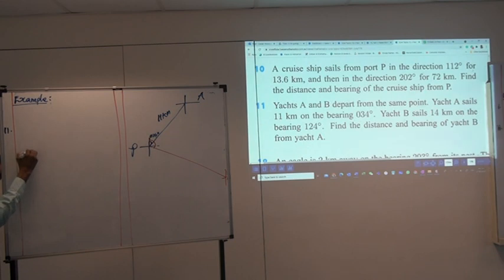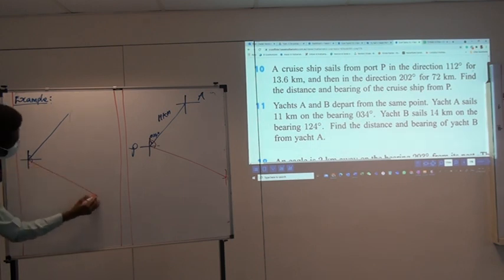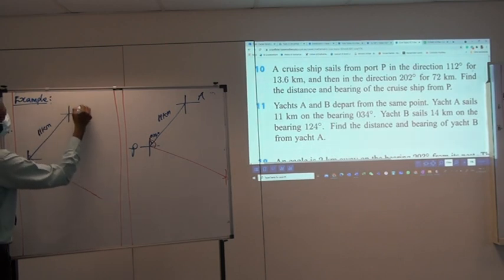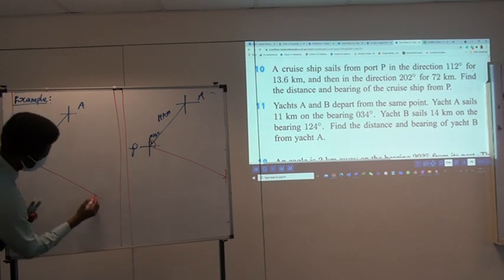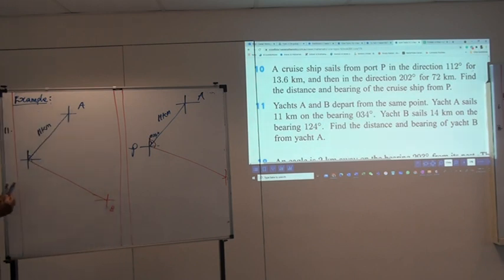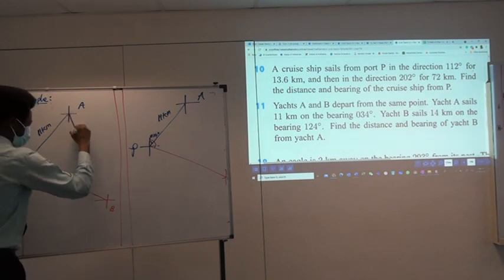Now that we have the true picture, this is our port P. My 034 will go this way, something like that. My 11. Then the other one, 124, a little bit above 90, right? Because halfway is 135. Understand? So 124 shouldn't be up to half as well, but it should be longer, expected to be longer than 11. So this is my 11 kilometers. Now my B is here now. My yacht A is here now. Then this will be longer as expected. And my yacht B will be here now. Then of course, these two are expected to be joined.